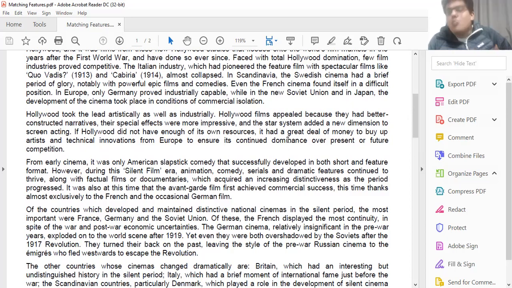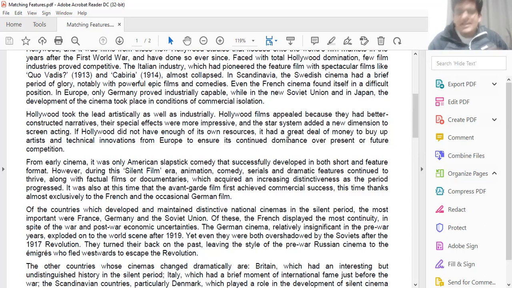You see, fellas, the reason why I'm giving you the meanings of these words is because sometimes the meaning of this keyword can mean the difference. Your understanding of the meaning of this keyword can mean the difference between a correct answer and an incorrect answer, which can go on to have a long, long, big impact on your score. So exclusively means almost entirely, almost single-handedly. So most of the credit went to the French, and occasional means a little bit. Most of the credit went to the French, but a little bit of credit also went to the German films.